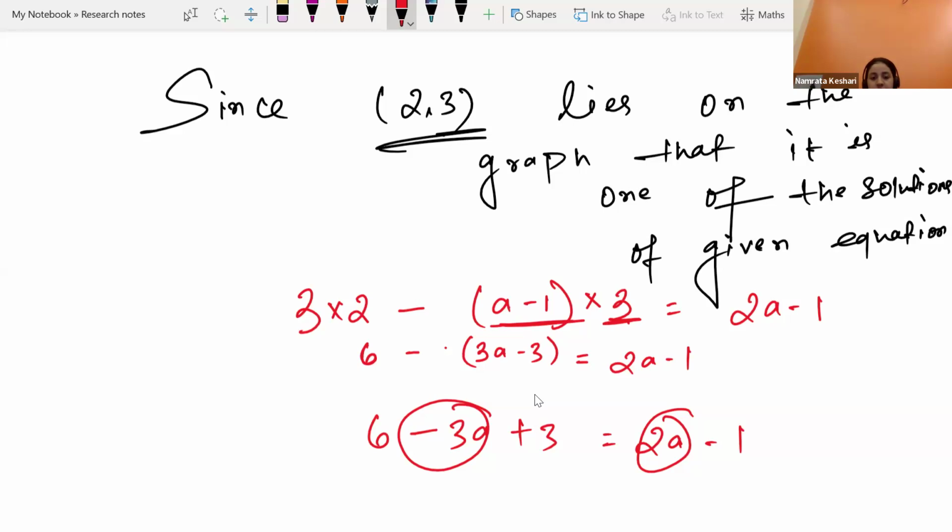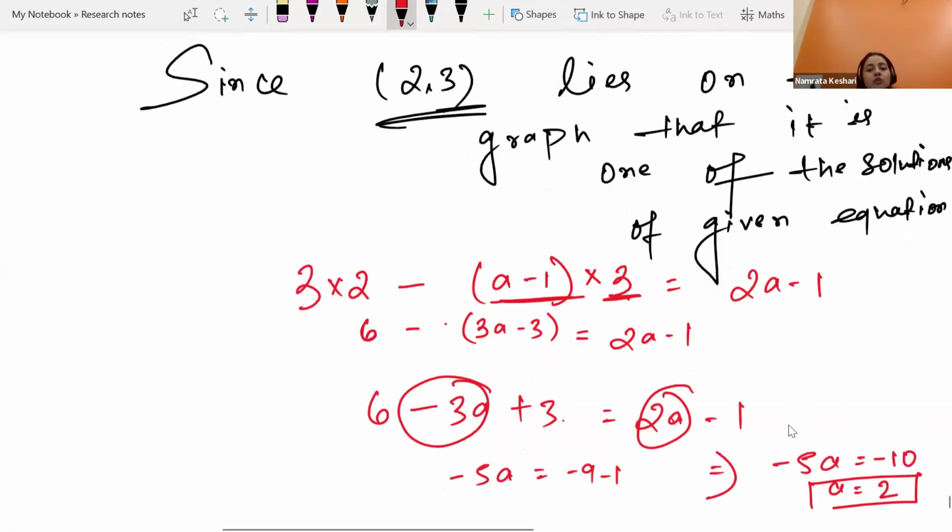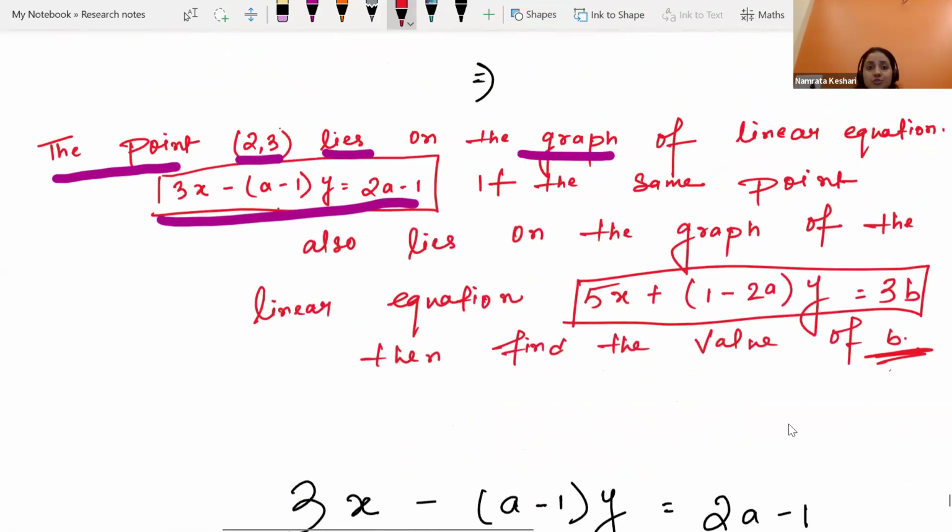Miss, will it be 2? The a value you are getting is 2. Let's check it. Minus 3, minus 2, minus 5. Everything we can shift to the other side, so 6 plus 3, 6, 7, 8, 9. Only 9 we are getting over here, which will go to the other side as minus 9. Yes, it will be 2. Okay, it will be just 2. Minus 10 by minus 5 is just the a value we know.